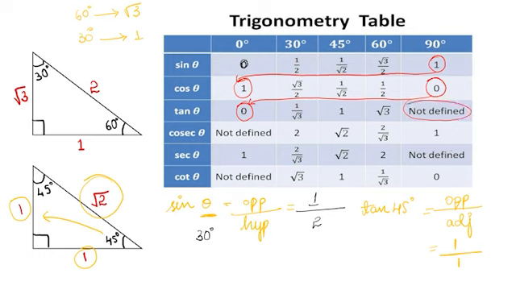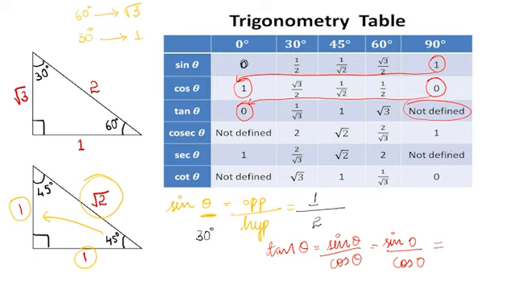So why is tan 90 not defined? I've written it here, right? You know the formula that tan theta is equal to sine theta by cos theta. Correct. Now what is sine 0? I should take it as sine 0 by cos 0. Sine 0 is 0 and cos 0 is 1.